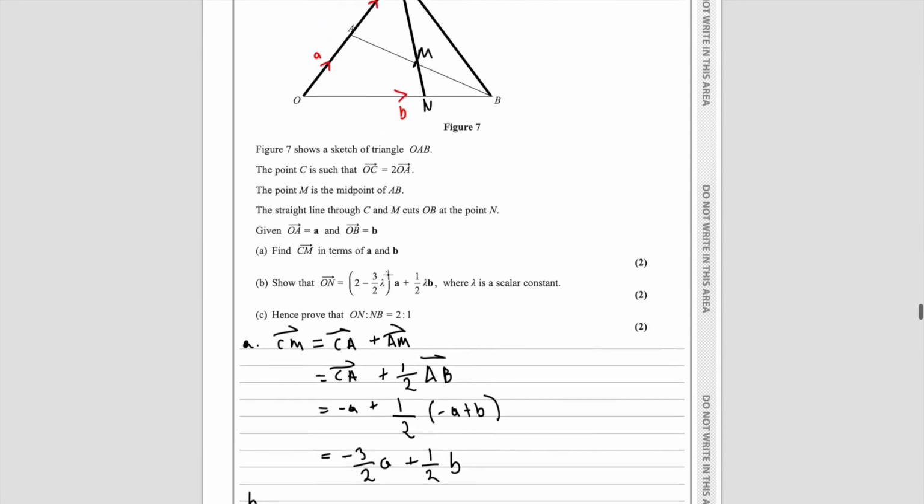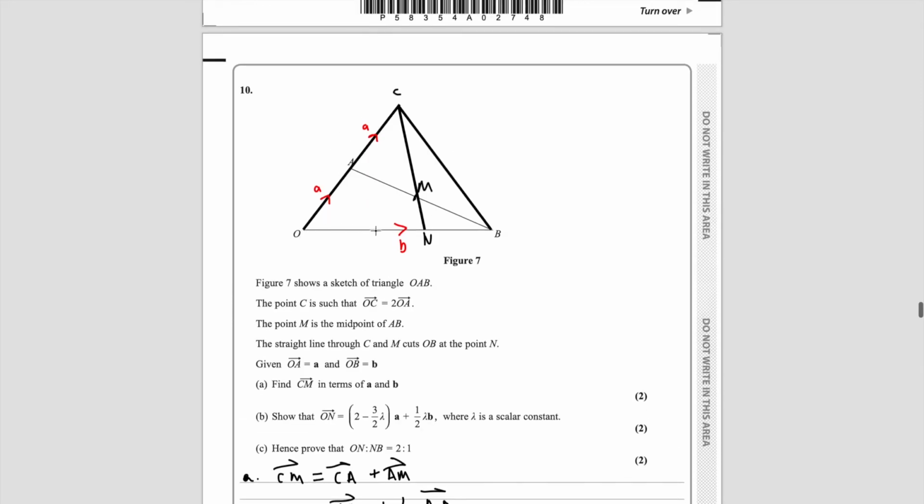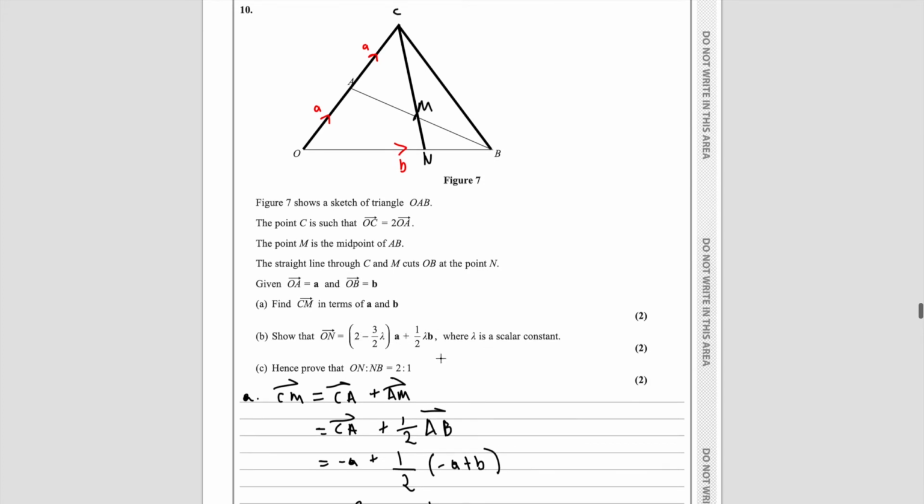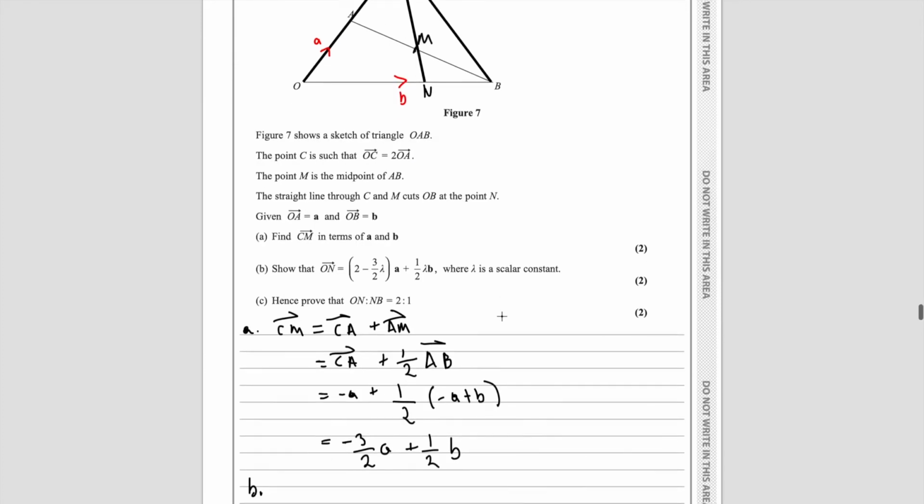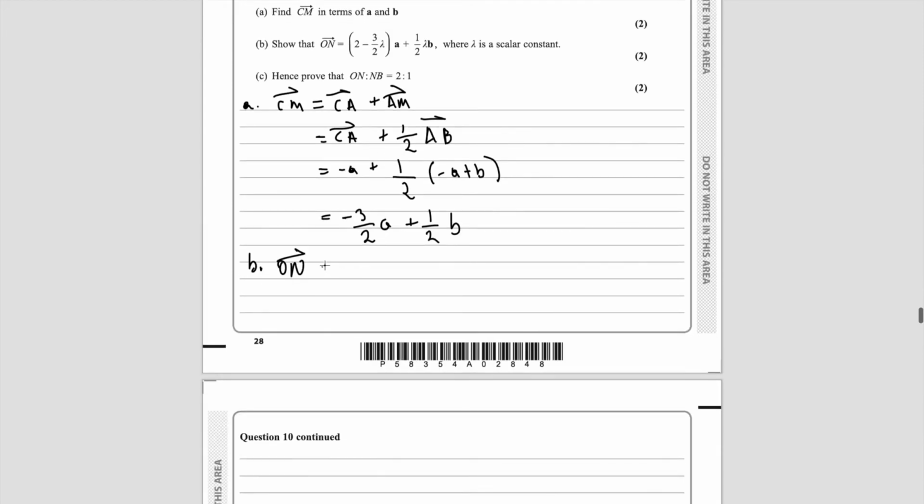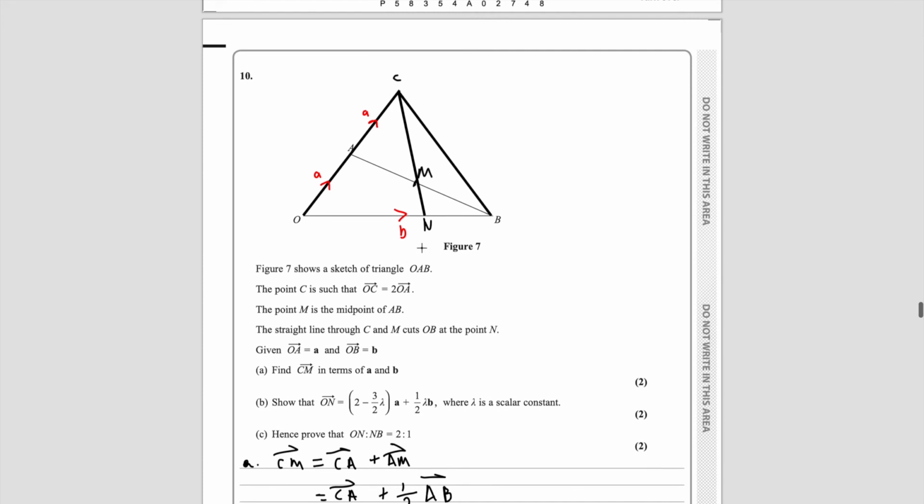For part B, we're asked to show that ON, which is the vector from here to here, is equal to 2 minus 3 over 2 lambda A plus half lambda B, where lambda is a scalar constant. So what we really need to do is apply similar logic to ON. If we break this down, ON is going to be equal to OC plus CN. Now we need to apply this scalar constant to this vector.